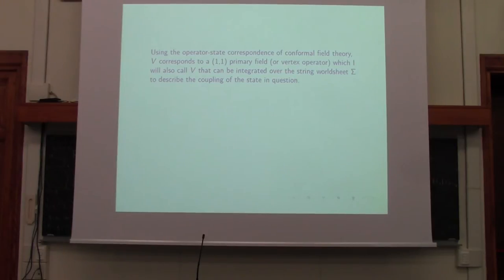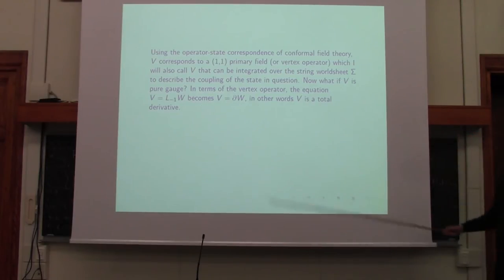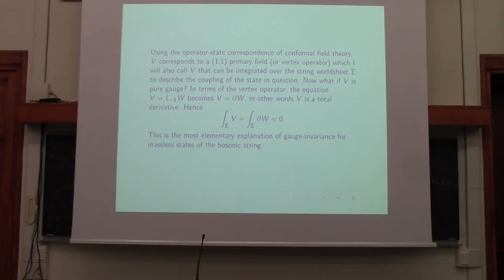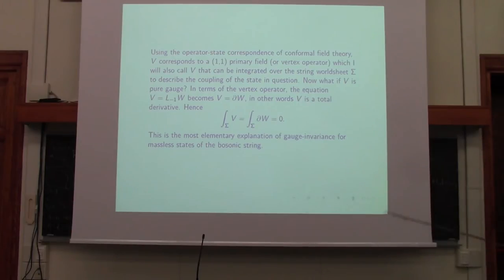So, using the operator-state correspondence of conformal field theory, the physical state V corresponds to a primary field that I also call V that we can integrate over the string worldsheet Sigma to describe the coupling of the state in question. Now what happens if V is pure gauge? In terms of the vertex operator, the statement that V is pure gauge means that the corresponding operator is a derivative. And hence, the coupling of V to the string worldsheet is the integral of an exact form and is zero. This is the most elementary explanation of gauge invariance for massless states of the bosonic string.